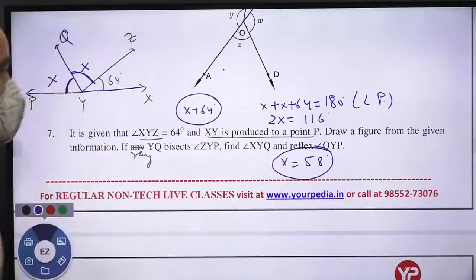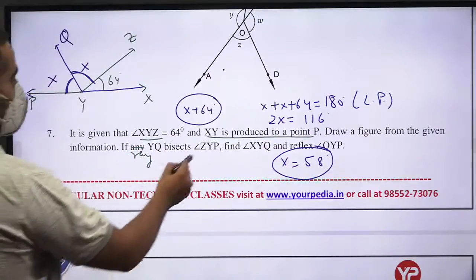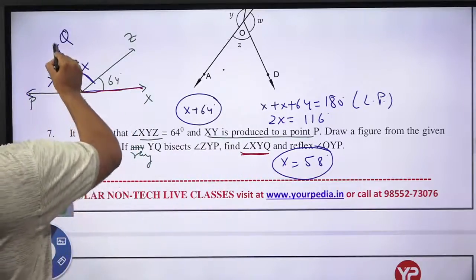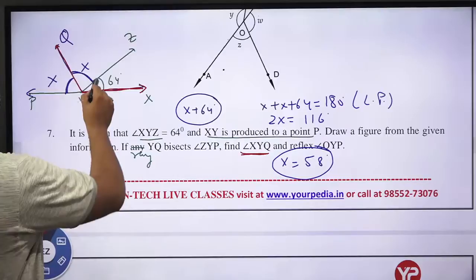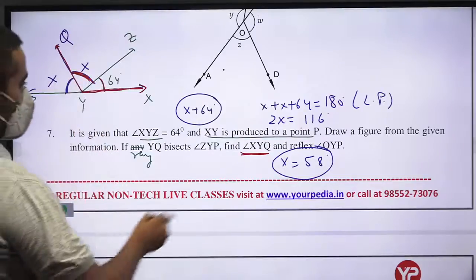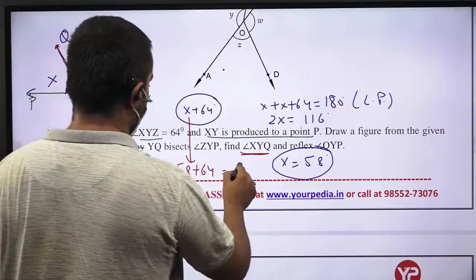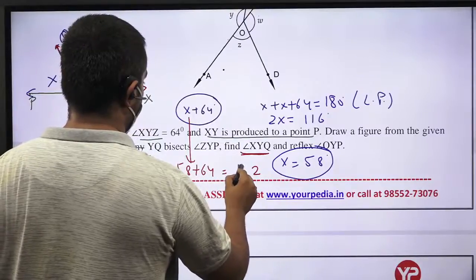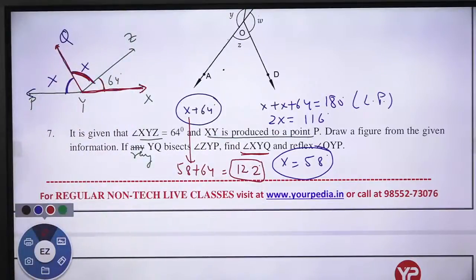So x is 58. Now we have to find out angle XYQ, because they are asking for XYQ. This angle comprises 64 and this angle x. So x is 58 plus 64, that is 122 degrees. So XYQ is 122 degrees.